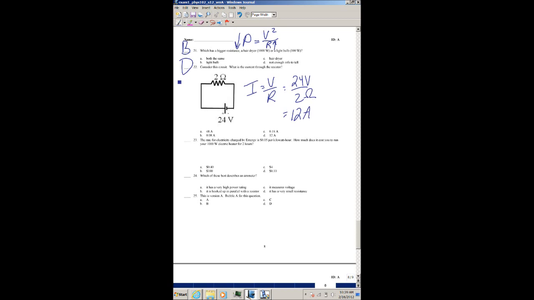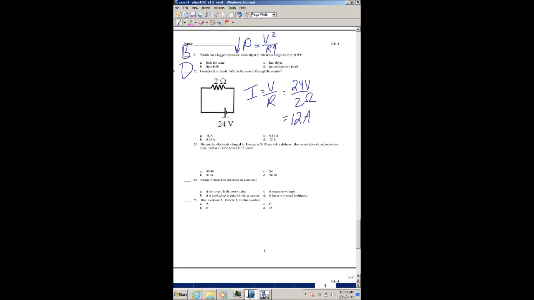The rate for electricity charged by Entergy is 5 cents per kilowatt hour. This seems really low to me. I think it's more like 15 or 20 cents, but I found this number on the internet. So anyway, 5 cents per kilowatt hour. How much does it cost to run a 1,000-watt electric heater for 2 hours? I have 5 cents per kilowatt hour times 1,000 watts, which is 1 kilowatt, times 2 hours. My hours cancel, my kilowatts cancel, and I'm just left with money. So it's 5 cents times 2, that's 10 cents. I think it costs quite a bit more than that, though.